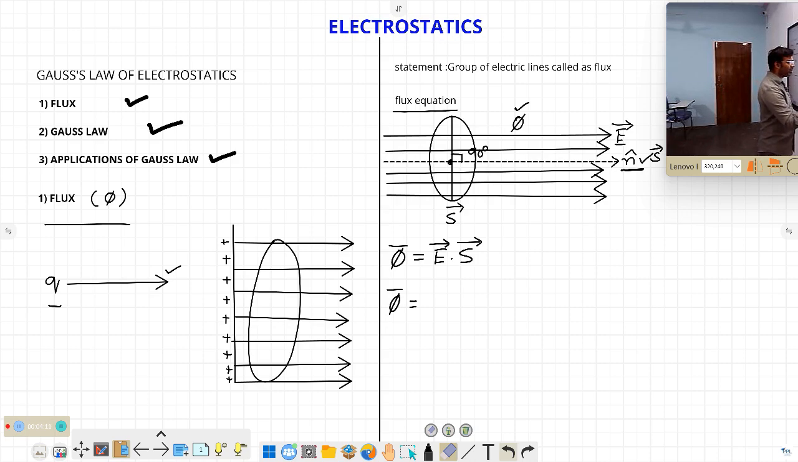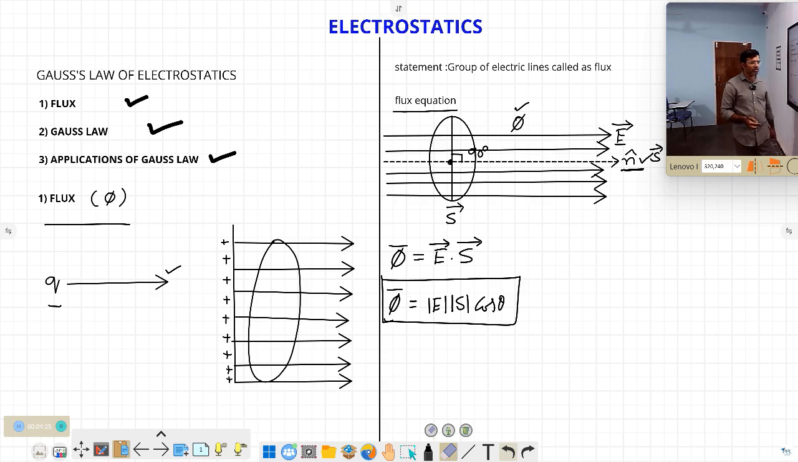According to that, flux can be defined as the product of the magnitude of the electric field, the magnitude of the area, and the cosine of the angle between them. So this is the expression for flux, called the flux equation: flux equals mod E mod S cos theta. This flux we measure in the SI unit as Webers, and in the CGS unit as Maxwell.